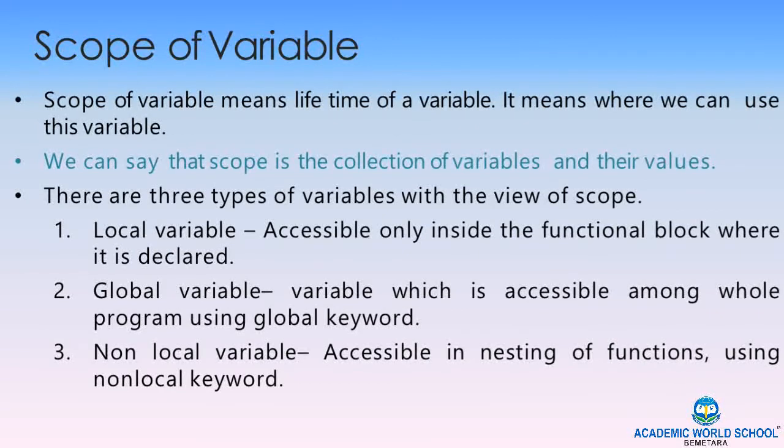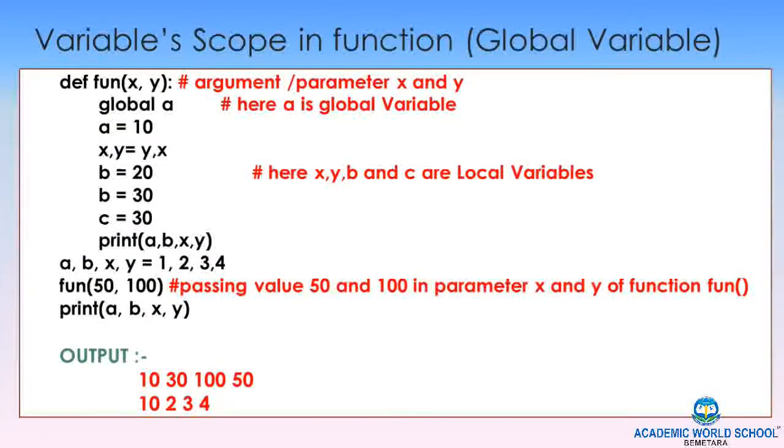Local variable means it works only inside the particular block. It cannot be accessed outside the block. Global variable is a variable which is accessed throughout the whole program using the global keyword. Suppose I want to use a variable in a function and in the main program also, we can declare that variable as a global variable. Then we can use that variable anywhere in the program. Non-local variable is basically used in a nested function using the nonlocal keyword. I am going to explain all these points one by one.